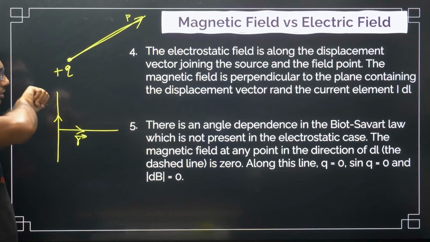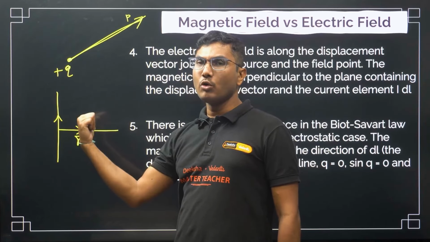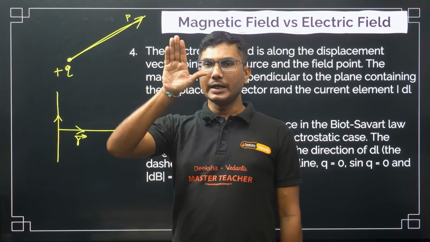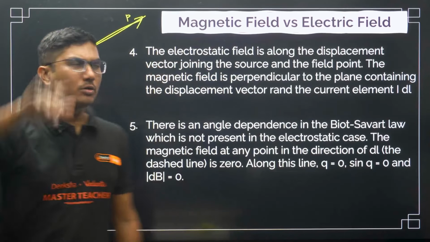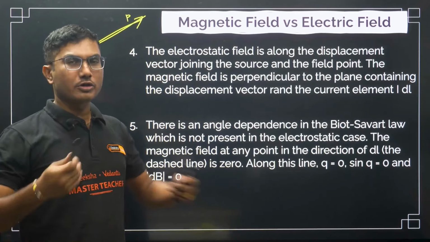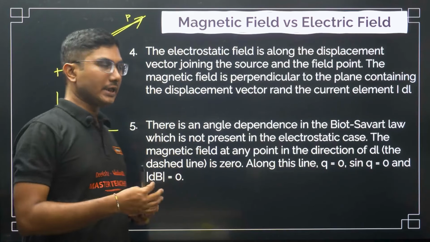So IDL cross R means it will be mutually perpendicular to both of the vectors, right? The cross product gives the direction of the vector, so it is perpendicular to both. That is the nature of the cross product: it gives you a vector which is perpendicular to both the original vectors.